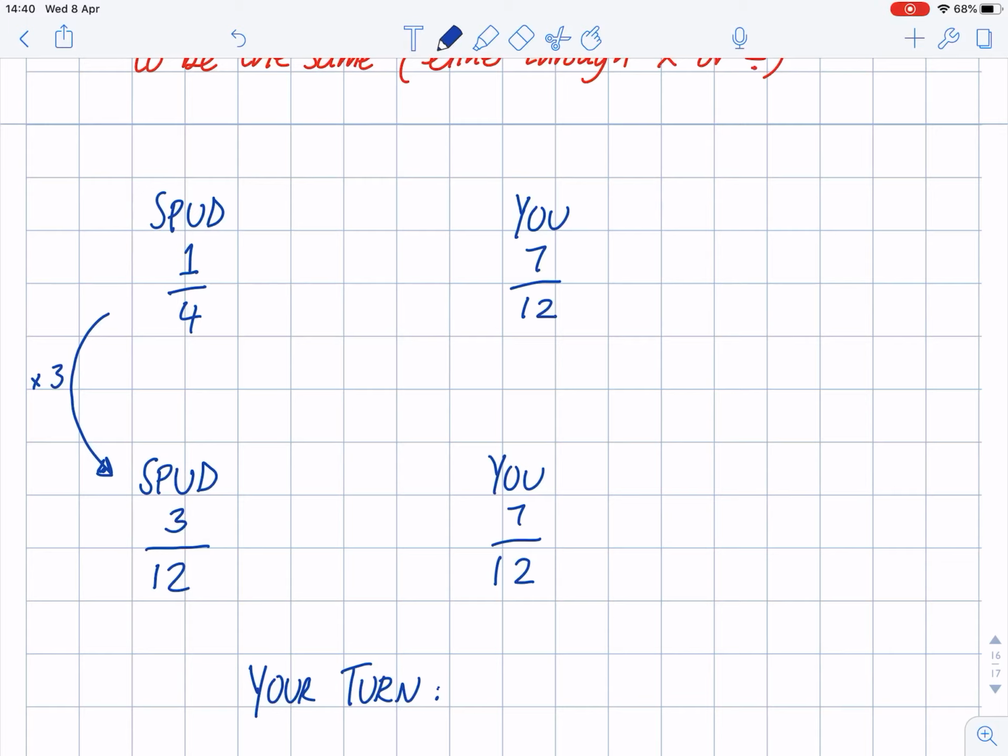And I get 3/12. So you can see now, by getting our denominator to be the same, it's obvious that 3/12 is less than 7/12. Okay, or 1/4 is less than 7/12.